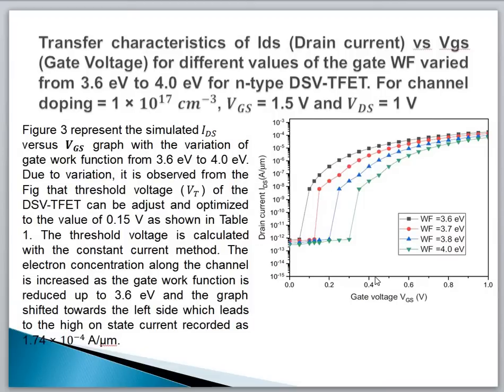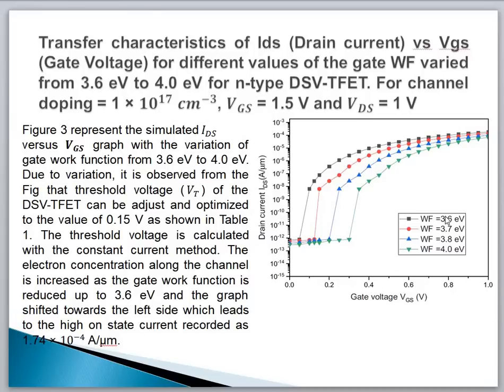The threshold voltage is calculated with the constant current method. If you don't know about the constant current method, it describes the minimum current required to switch the device from off to on state, that is 10 raised to power minus 7 ampere per micrometer. This means the gate voltage corresponding to that current is equal to the threshold voltage. If you want to find the threshold voltage using the constant current method, the voltage corresponding to that current of 10 raised to power minus 7, at that point, that point, that point and that point, will show the threshold voltage of the device.